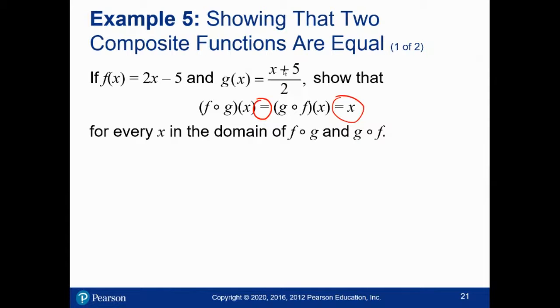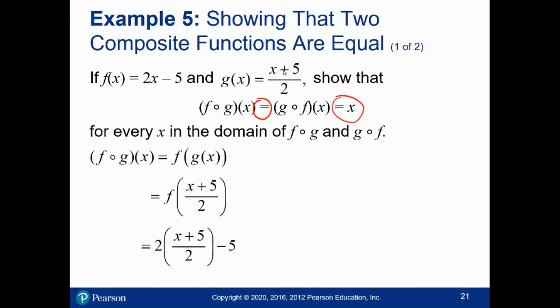Okay, so let's work through it. Hopefully you've already given it a shot. So first we're going to take g of x and plug it into f. So I take x plus 5 over 2, that's g of x, and I plug it into f, which means multiply the input by 2 and then subtract 5. Notice the 2 over 2 is exactly going to cancel, and then the 5 minus 5 cancels, and we get just x, which is what we were hoping for.